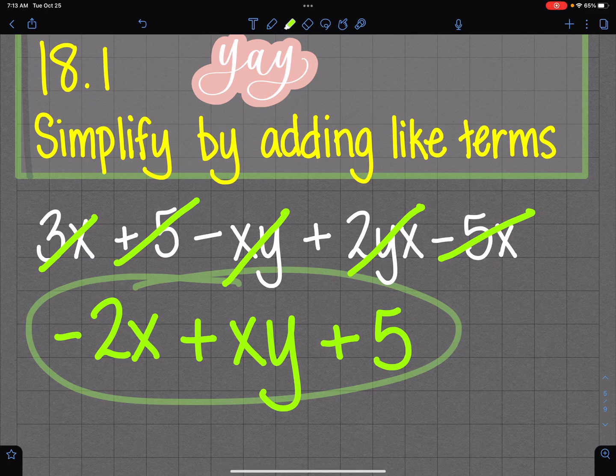Let me make sure that I got the same answer as the book. Yes, I did. So one of us must be right, and it looks like both of us are right, or wrong. But either way, we did it.